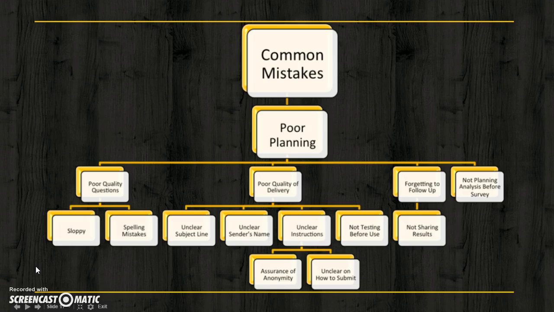Another example of poor planning is in the delivery. The quality of delivery determines the response rate. Having an unclear subject line or coming from an unknown sender can cause people to delete an email before reading it. This limits the number of people that participate in the survey. Make the sender's name recognizable and choose your subject line carefully in order to trigger the recipient. This, of course, is referring to electronic surveys.